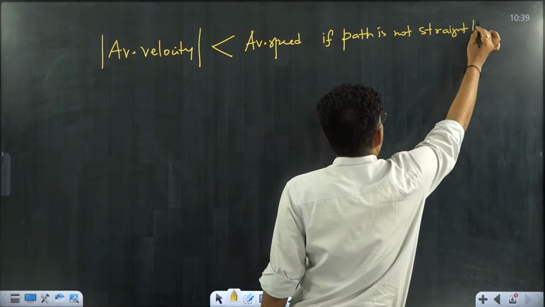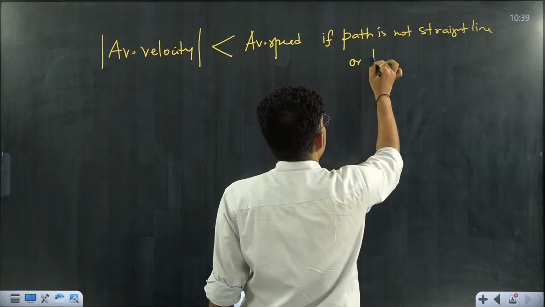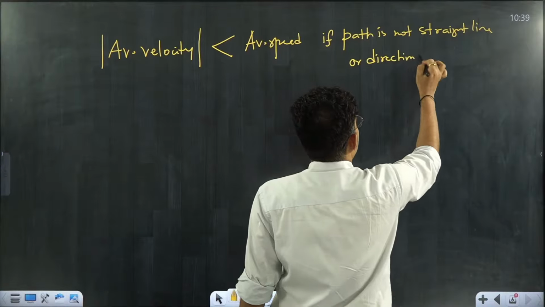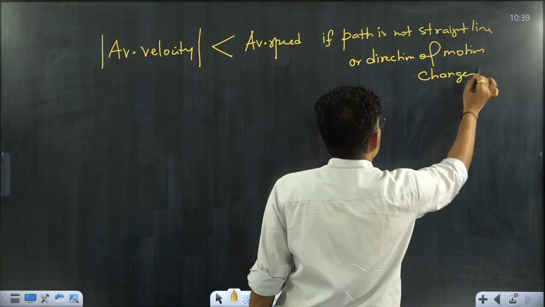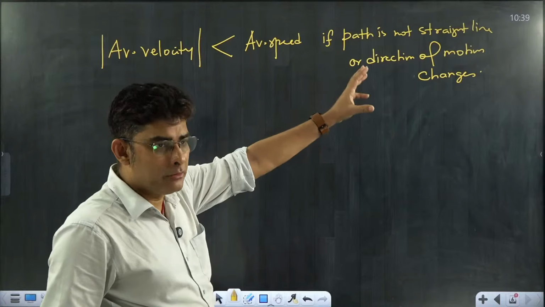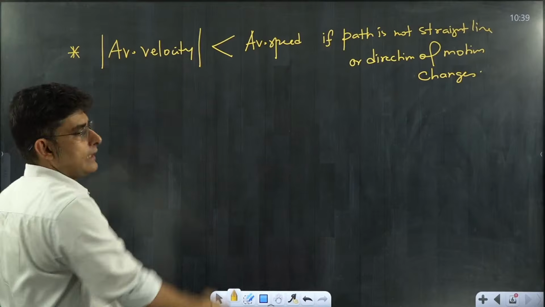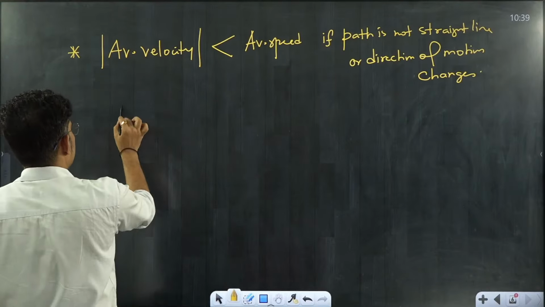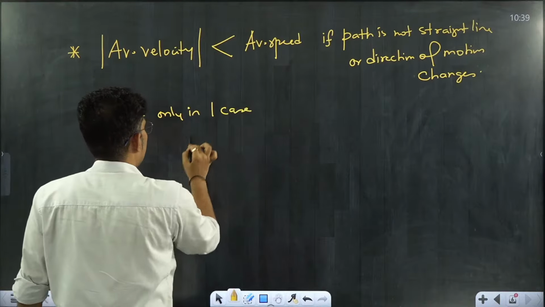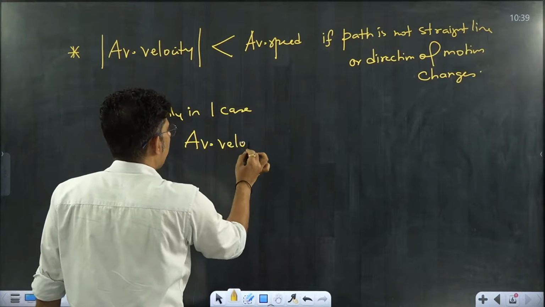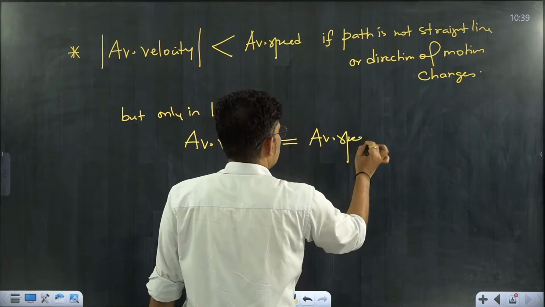So when the path is not a straight line, distance will be more than displacement. So if the path is not a straight line or the direction of motion changes, whenever you see that the path is a curved path and the direction of motion is changing, in such case average velocity will be less than average speed. But only in one case, the magnitude of average velocity will be same as average speed.